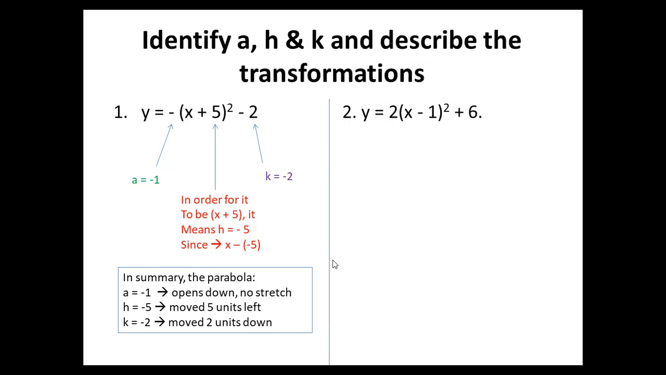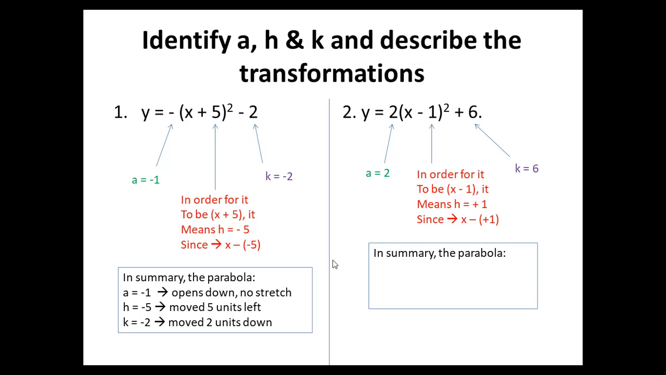In our second example, we have y is equal to 2 bracket x minus 1 squared plus 6. Let's identify our a, h, and k again. K is equal to 6, a is equal to 2, and the number inside our bracket, in order for it to look like x minus 1, it meant that h had to be positive 1. Since x minus positive 1 would give us x minus 1.